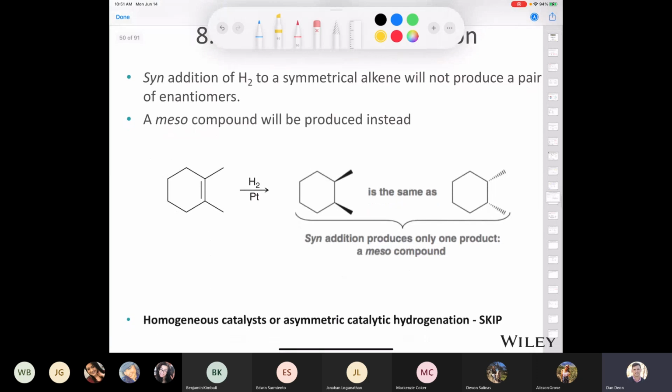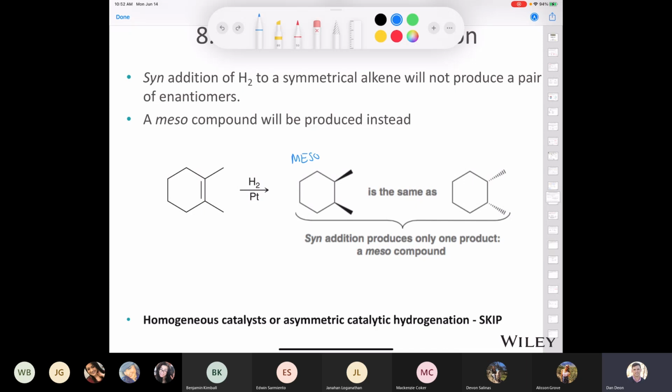Well, if you start out with a symmetrical alkene like this one, you see that there's a plane of symmetry here. There's an axis of rotation. If both of the hydrogens are added to the same face of the molecule, look what happens then. You end up with a meso compound, right? So this is meso, and that goes all the way back to chapter 5. You always got to be on the lookout for that kind of compound. And so we end up with only one product in this case.